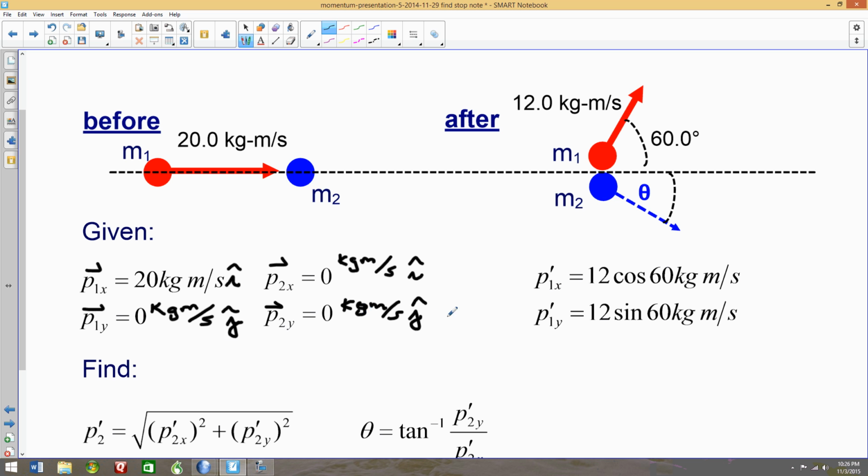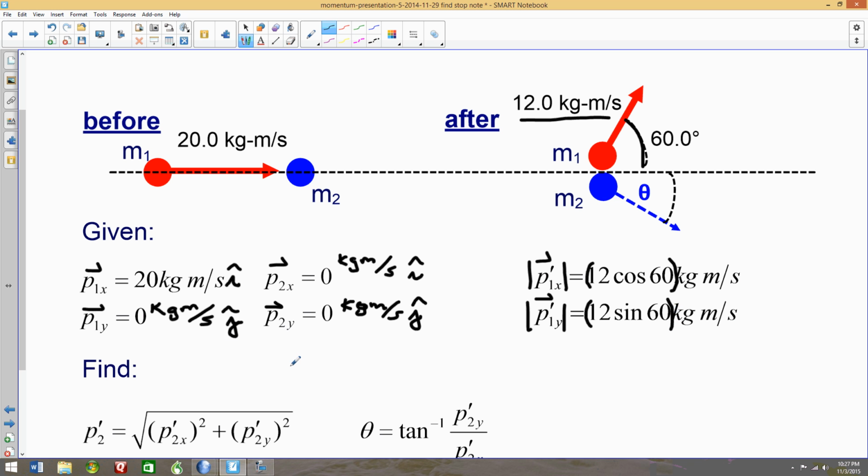Okay, so if we look at after the collision, we end up with 12 kilogram meters per second for the momentum at a 60-degree angle. That's our direction. We're going to break that up into components, and I'm going to make this the magnitude. Okay, I'm not going to give these a direction just yet. So this ends up being 12 times the cosine of 60, and the units are kilogram meters per second. There we go.